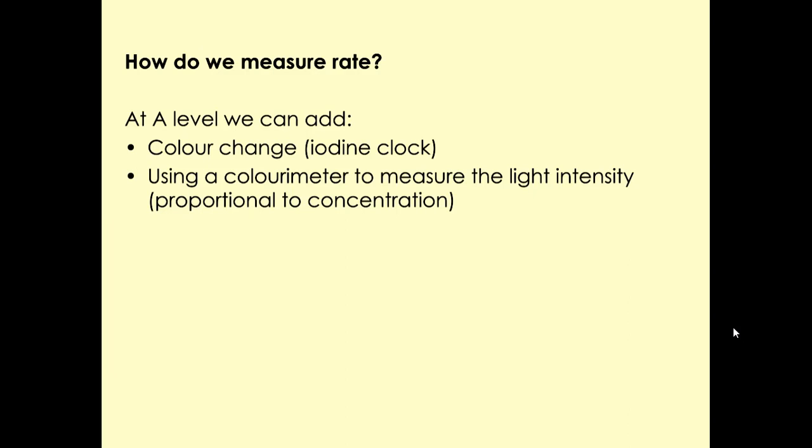At A level, we can add a bit more sophistication here. In your required practicals, you'll look at the iodine clock, where you'll get a drastic color change. Also, if you have a color change, you can use a colorimeter to measure the light intensity. We won't do this in a school classroom, but you could do it in a normal university laboratory, and it's something that you could be examined on. A colorimeter is just a machine that measures the light intensity at different wavelengths, and that light intensity is then proportional to the concentration of that reactant or product.